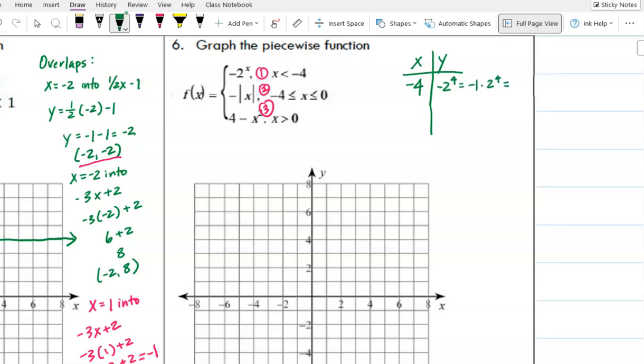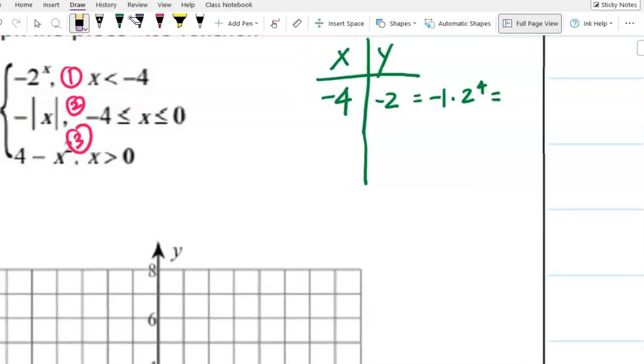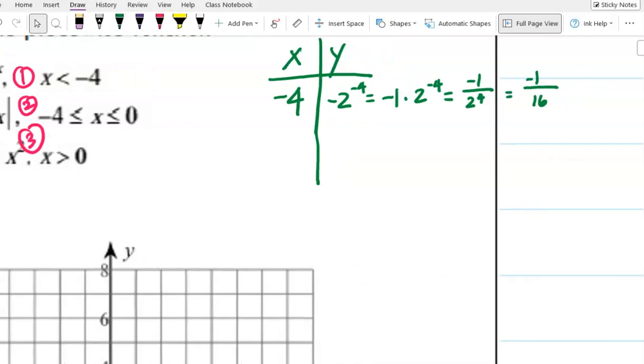Oh, negative fourth, whoops. Negative fourth. Okay, so that means that it's negative 1 over 2 raised to the fourth power. Negative 1 over 2 times 2 is 4. 4 times 4 is 16. So that's around negative 0.0625, around there.